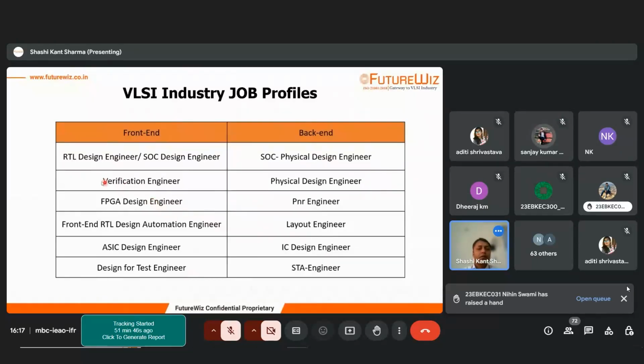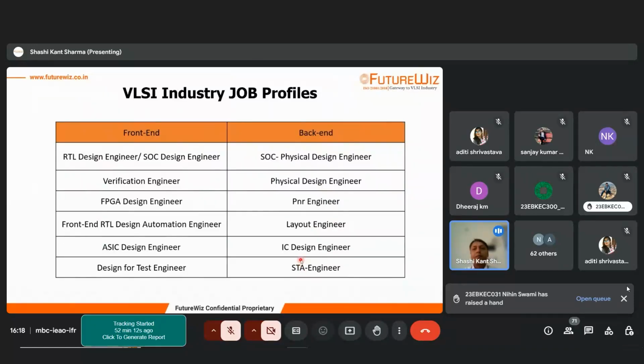Okay. So verification engineer, FPGA engineers, then automation engineers, ASIC design or the associate design engineers, and DFT engineers. These are the different profiles that the front end engineers can think of and they can apply for. And similarly, the back end profiles are there. Some associate physical design engineers or PNR engineers, layout and IC design engineers, right?